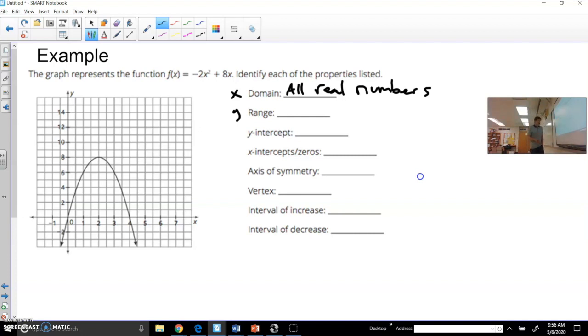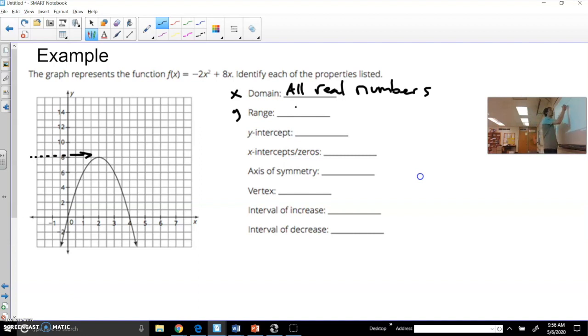But for the range, we notice that it goes down forever. We're getting the output values all the way down towards negative infinity, but it seems to kind of top out at a point that seems to be 8. And so it never goes above 8, like 10, 12, 14. Those aren't possible output values.